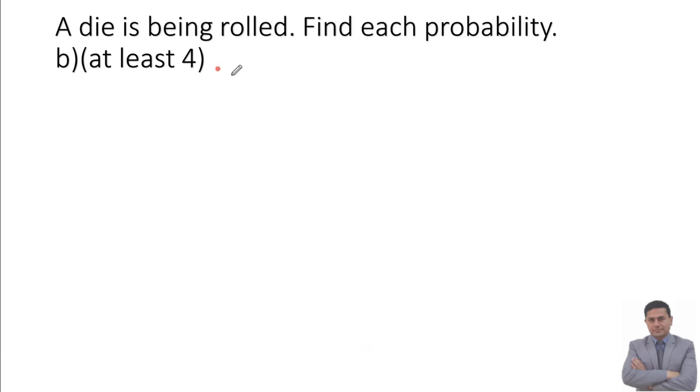A die is being rolled. Find the probability of getting at least 4. At least 4 means minimum 4 and more than 4. So 5 is also at least 4. So minimum 4 and maximum more than 4. There are a total of 6 numbers. So I have to find the probability of 4, 5 and 6, and I will add them.